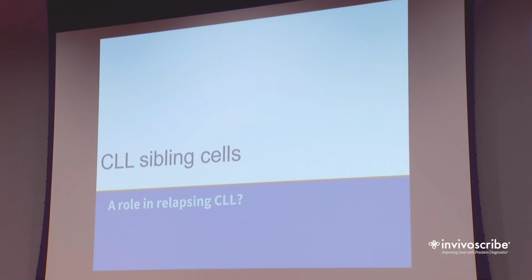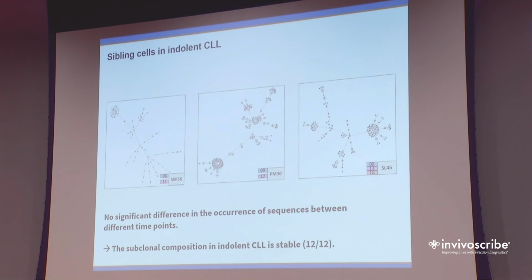So now we, of course, are interested in CLL relapsing and how the subclonality changes here. First of all, these are 3 indolent CLL cases. We have different time points sequenced deep into the repertoires. And what you see here is that the trees must shape because we have much more information here. When we sequence from all these 2-3 time points, the tree shapes of this IG diversity among the CLL do not change significantly. So the subclonal composition in indolent CLL is stable.